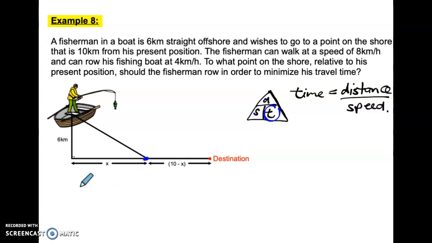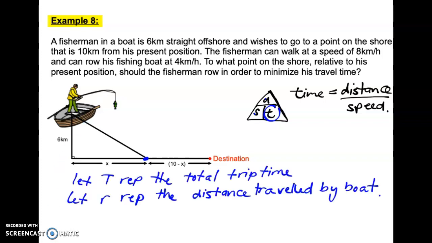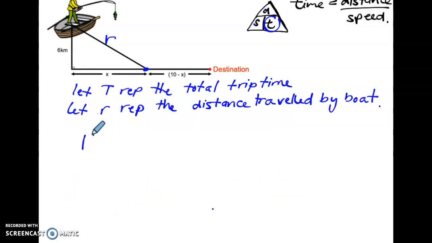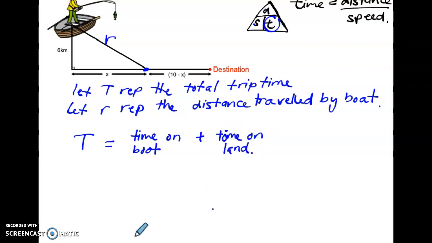Okay. So we need to do some declaration statements here. So we're going to let T represent the total trip time. So in other words, the amount of time on the boat plus the amount of time walking. And we're going to let R represent the distance traveled by boat. So R is going to be that hypotenuse right there. So our big T, our time, is going to be time on boat plus time on land, or time spent walking.